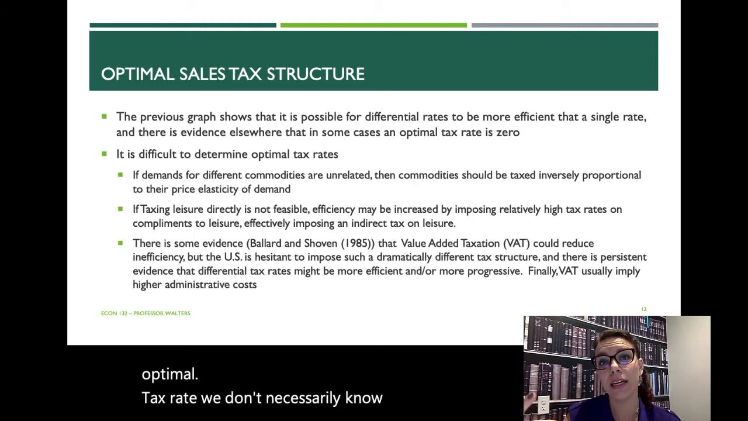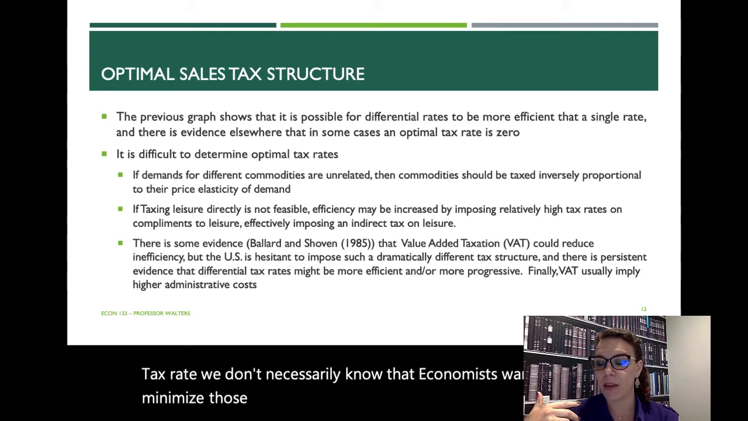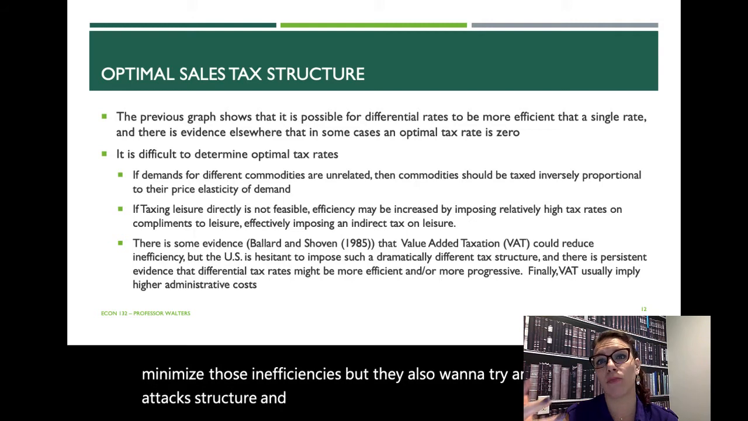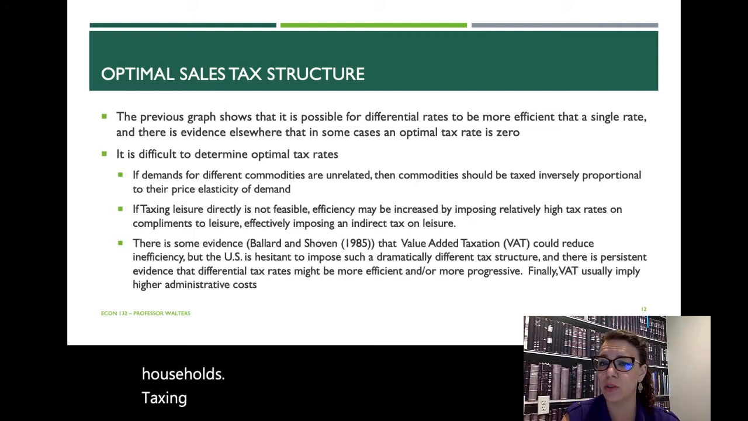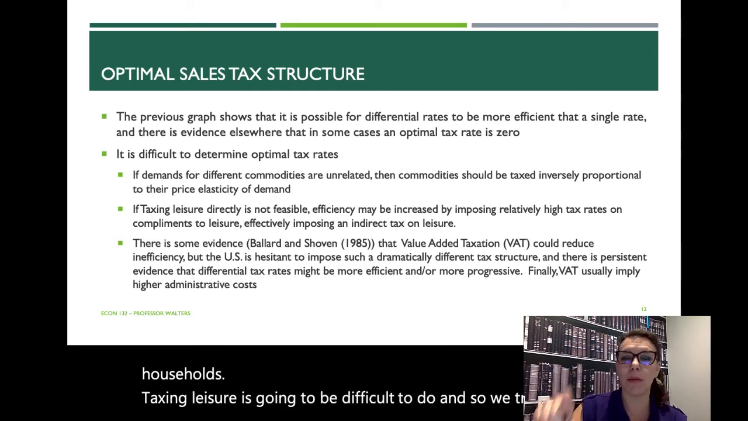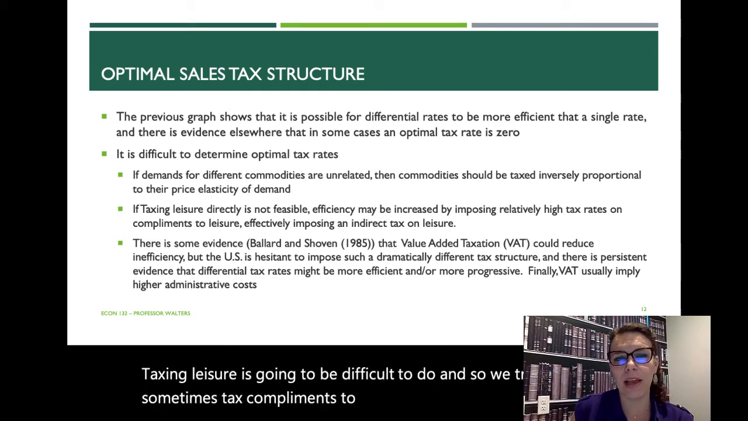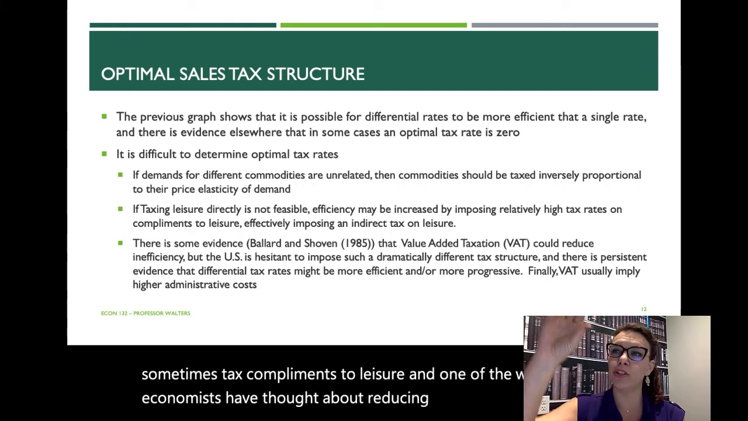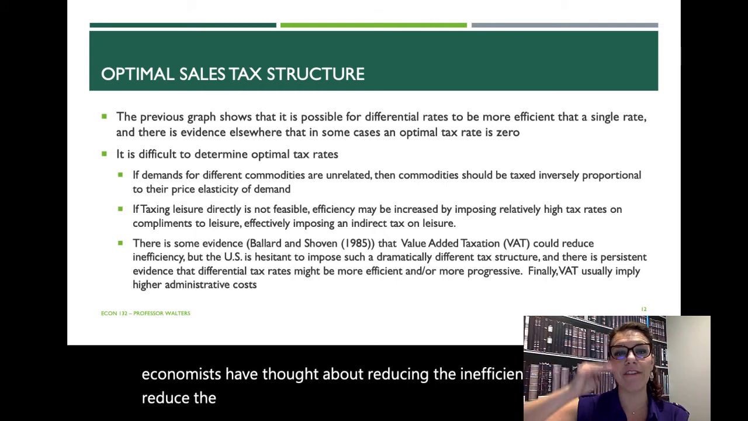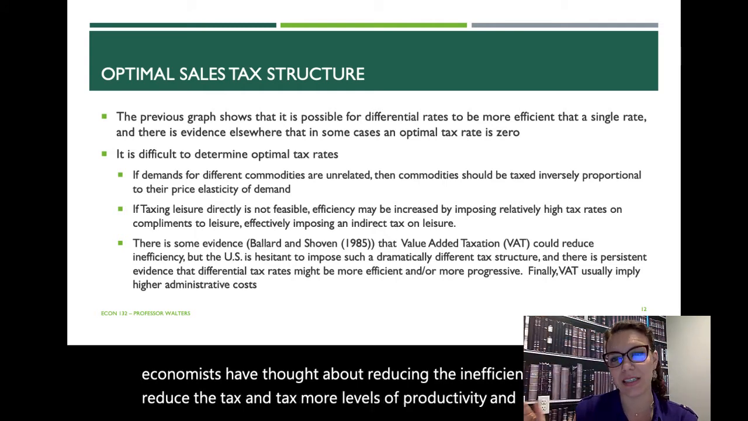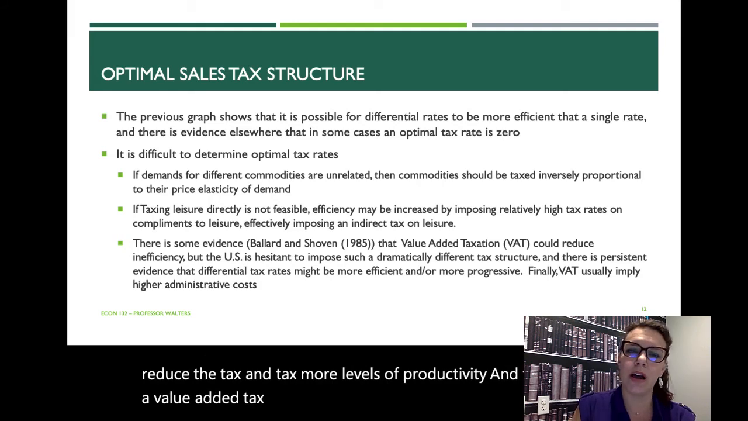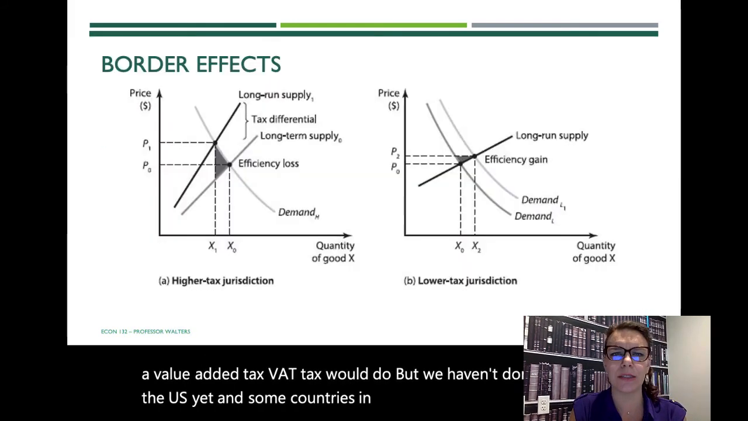Economists want to minimize those inefficiencies, but they also want to try and make a tax structure and a tax base that is not harmful to low-income households. Taxing leisure is going to be difficult to do, and so we sometimes try to tax complements to leisure. And one of the ways that economists have thought about reducing the inefficiencies is to reduce the tax and tax more levels of production. And that's what a value-added tax, a VAT, would do, but we haven't done that in the US yet. Some countries in Europe use a value-added tax.